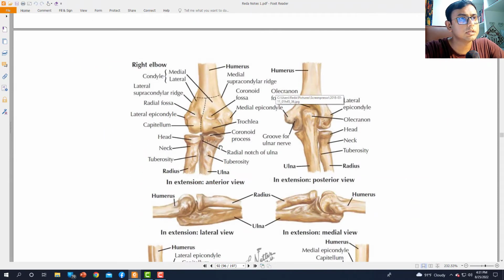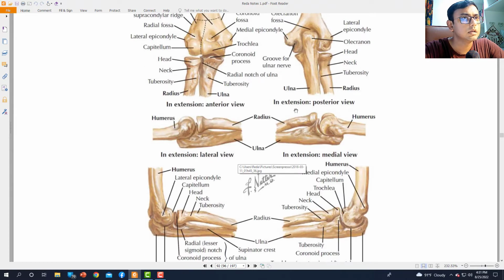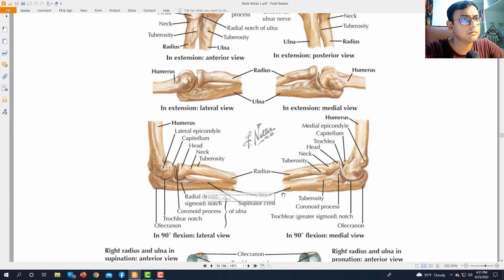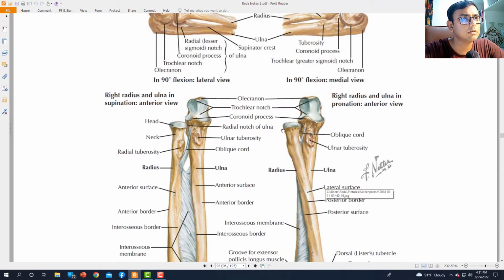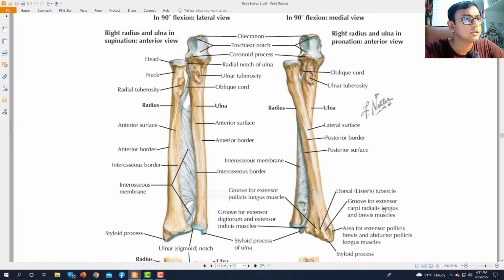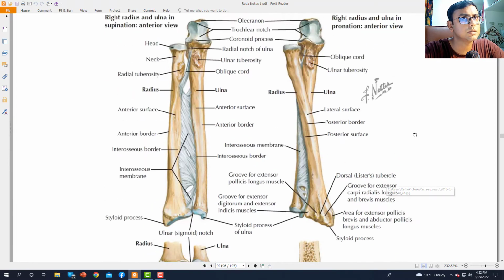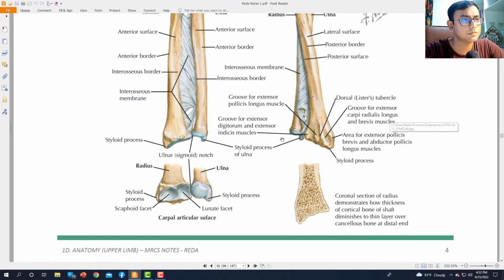So this is the elbow joint, flexor aspect. This is the extensor aspect. This is the lower end of the humerus. This is the radius head, ulnar head, tuberosity. So this is the elbow in the flexed condition. This is the articular surfaces above the ulna, radius, and their attachments, fibrous ligaments. So this is the Netter picture.